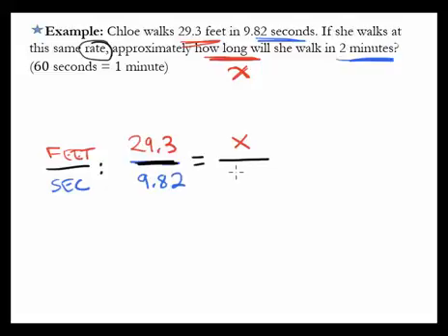And now you may be tempted to just write 2 here. However, remember, this is 2 minutes, and our proportion is based on the fact that our denominators represent seconds. So we have to actually convert 2 minutes into seconds. Luckily, we know that 60 seconds is equal to 1 minute. So 120 seconds is equal to 2 minutes, right?